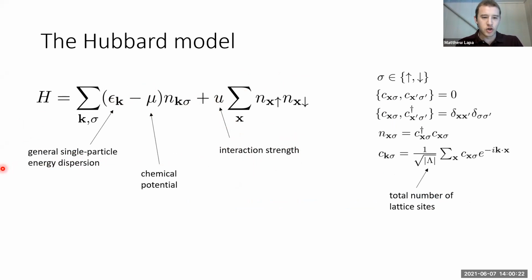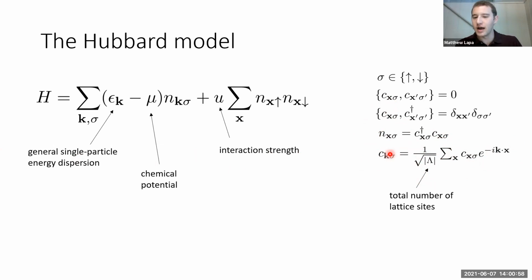So we have fermions of spin 1/2. Sigma labels the spin and can be up and down. We have creation and annihilation operators c_{x,sigma} that obey all the usual relations. x here is a point on a Bravais lattice that I call Lambda, and the absolute value of Lambda is the number of sites in the lattice. And then as usual, you define number operators for each site and spin. You can also define Fourier transform creation and annihilation operators in momentum space.